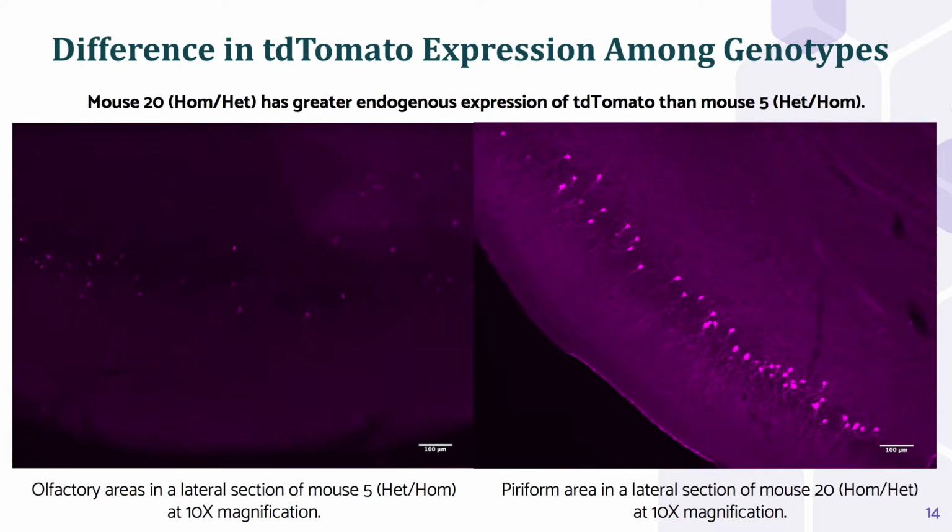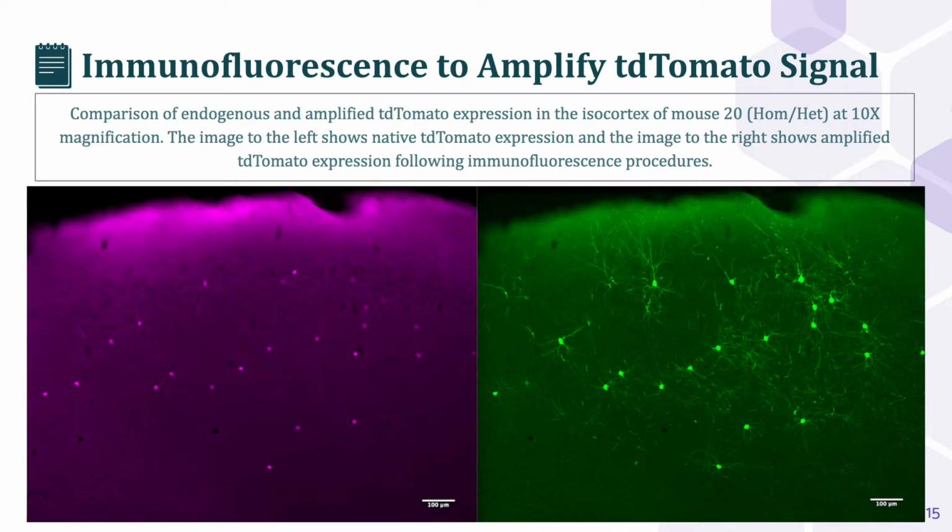These figures demonstrate the difference in Cre-dependent TD tomato expression among different genotypes. When analyzing the images above, it was seen that mouse 20, which was homozygous heterozygous for Cre-AI9, had a higher TD tomato expression intensity in the piriform area, part of the olfactory areas, than mouse 5, which was heterozygous homozygous. The immunofluorescence procedures did significantly amplify the TD tomato fluorescence signal to allow for more detailed visualization of the neurons. However, it did not reveal any new neurons as hoped.